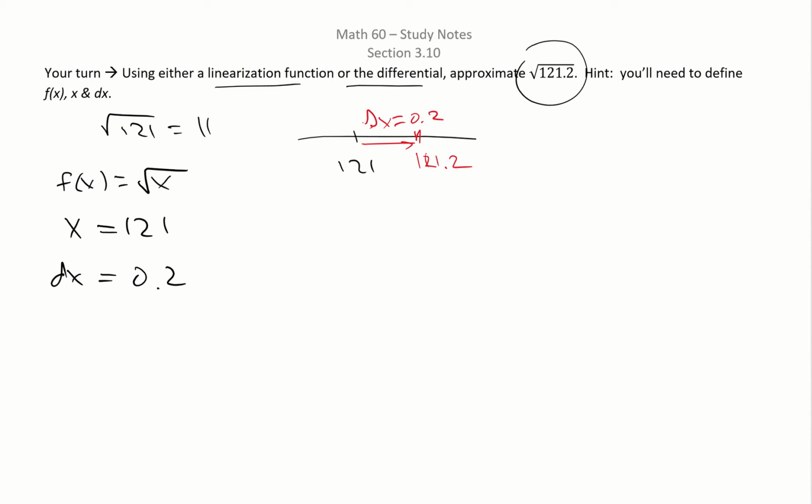If we are using the linearization function, which is a good idea if we're approximating, then we remember that it is f of a plus f prime of a times x minus a. If I'm going to use that formula, I'm going to call this a. A is 121. All right, well, it looks like we need a derivative. So in red, right next to it, I'll say f prime of x.